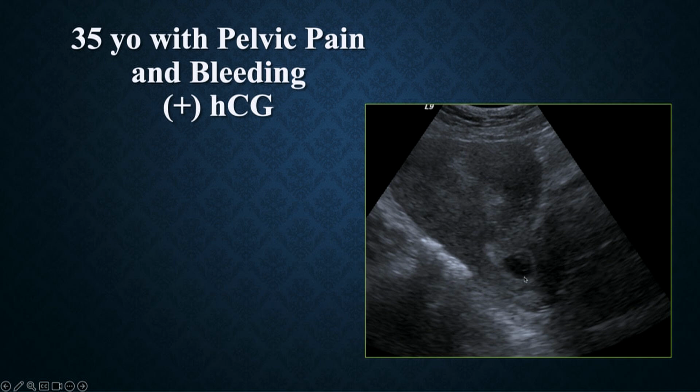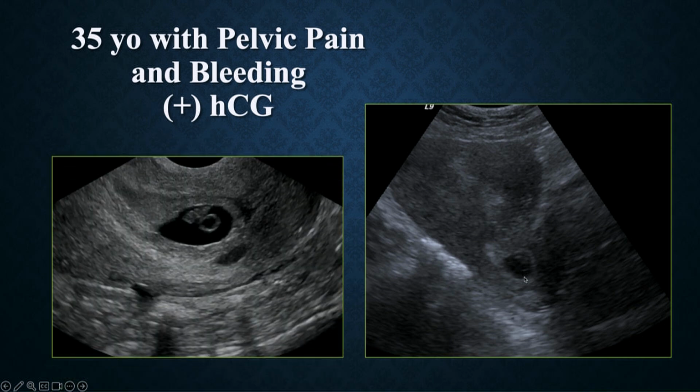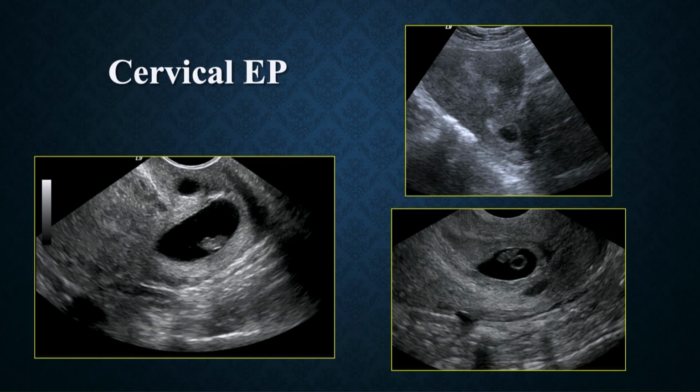It's really low, so we want to get a closer look. We do the transvaginal scan. Transvaginal scan shows us it's in the cervix, all right? Again, another place you don't want to have a pregnancy because of the risk for massive hemorrhage. So you identify it, you characterize it.